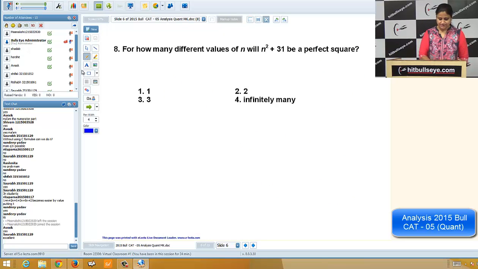Question number 8. The answer for this question is infinitely many. I'm changing the answer here.